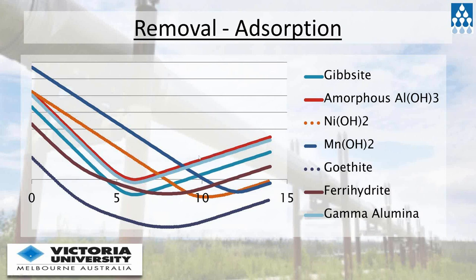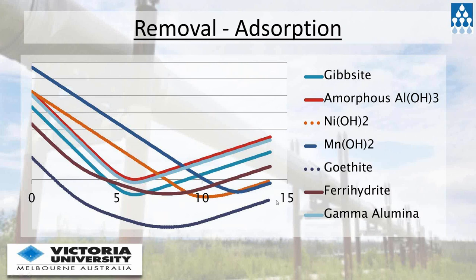You can see here amorphous aluminium hydroxide and gibbsite are fairly highly soluble at about 9 and above, whereas it was gamma alumina that was fairly highly soluble. Gibbsite is slightly less soluble, and so that would be a better target for use. You can also see the ferric hydride is very insoluble.